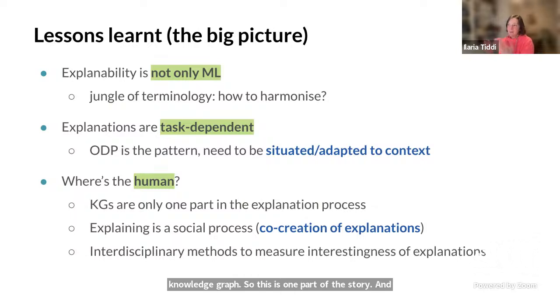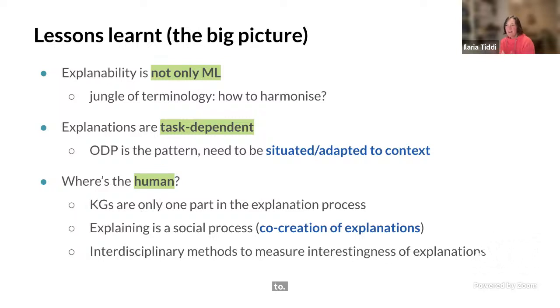So this is one part of the story. The other part is more of the big picture. What we learned is that explainability is not only about machine learning. In hybrid intelligence, we deal with explainability, and with experts from all kinds of fields, from social science to computer science, and people look into explainability in different ways. So it's a bit of a jungle of terminology. We cannot really agree on what we mean by something being explainable, and we need to try to find a way to harmonize that.